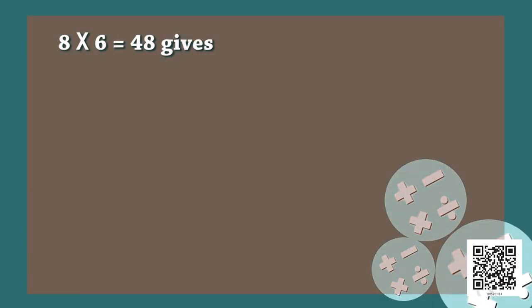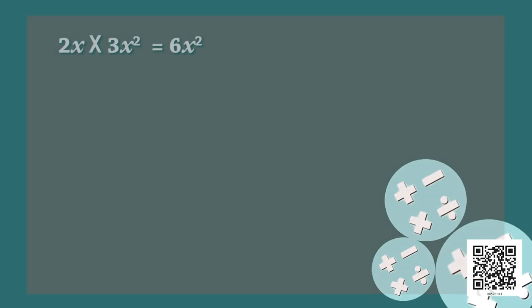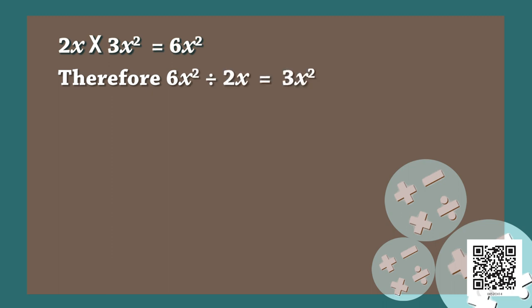Hence, in numbers, if you consider this example as follows, 8 into 6 is equal to 48. This gives 48 divided by 8 is equal to 6, or 48 divided by 6 is equal to 8. We may similarly follow the division process with respect to algebraic expressions. Let us see some examples. 2x into 3x square is equal to 6x cube. Therefore, 6x cube divided by 2x is equal to 3x square. Also, 6x cube divided by 3x square is equal to 2x.